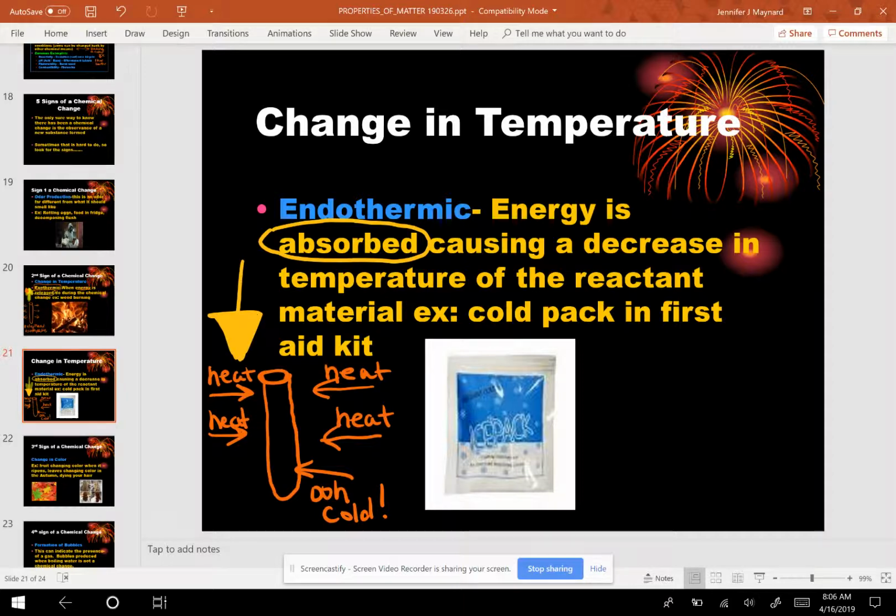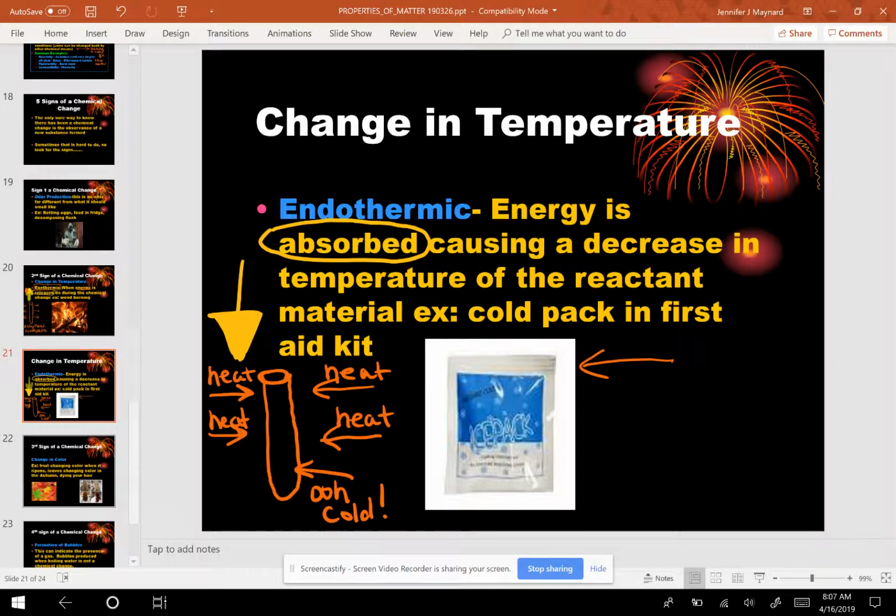All right, so the most common example is the ice pack. You break open that ice pack, you break the little tiny pieces of plastic inside that are keeping the chemicals from each other. When those two chemicals react, they absorb all the heat from the environment, and then, ooh, cold. Okay, so that's what we got there.